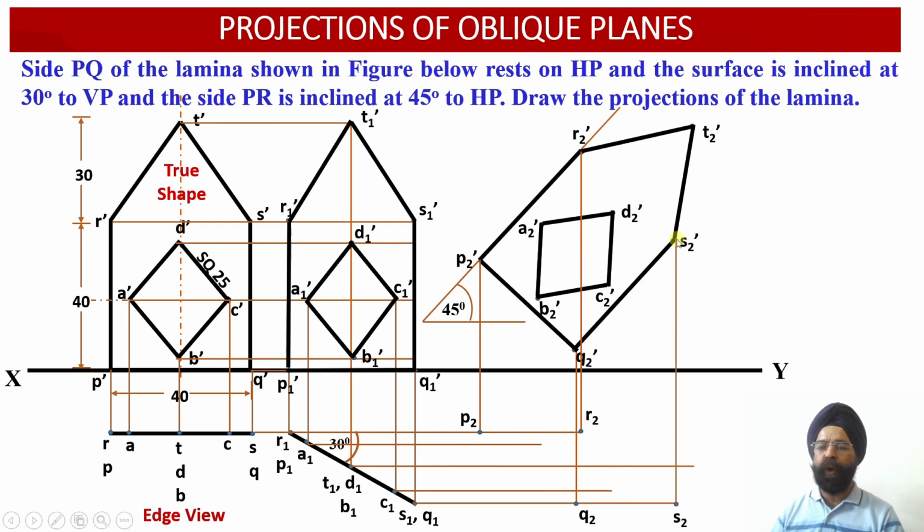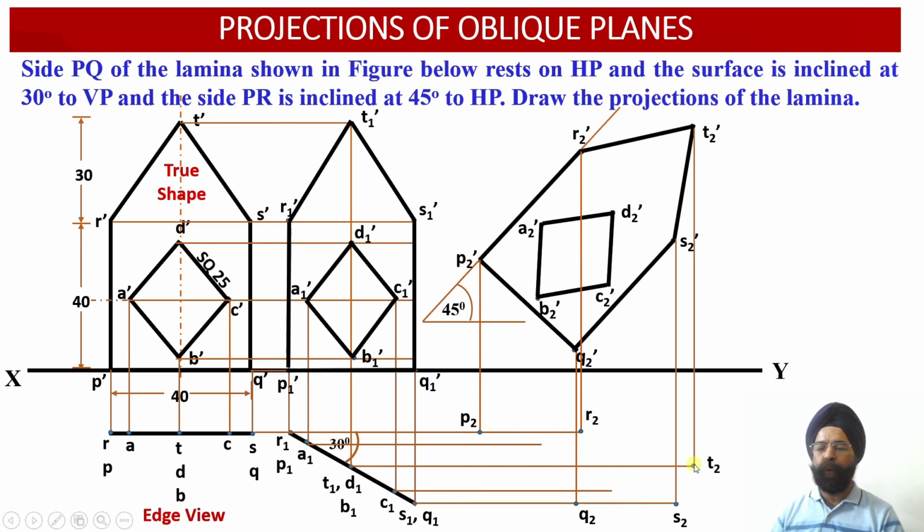Next we have got the point S. So corresponding to the point S2 dash, we have drawn a vertical projector line. Corresponding to the point S1, we have drawn a horizontal projector line. So the intersection of these 2 projector lines will provide us with the location of the point S2 over here.